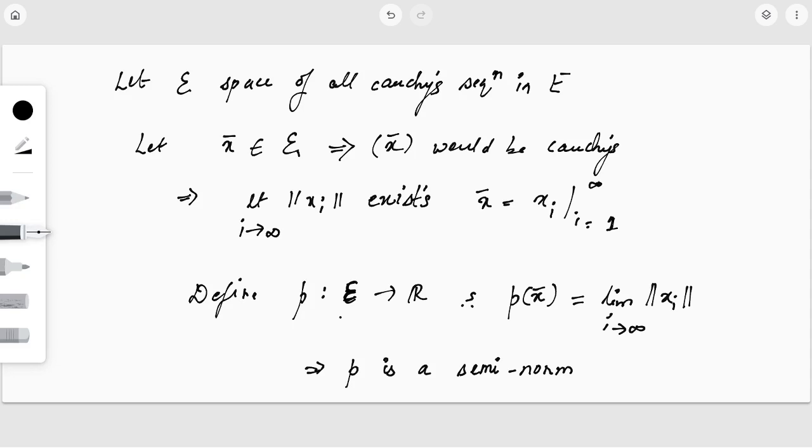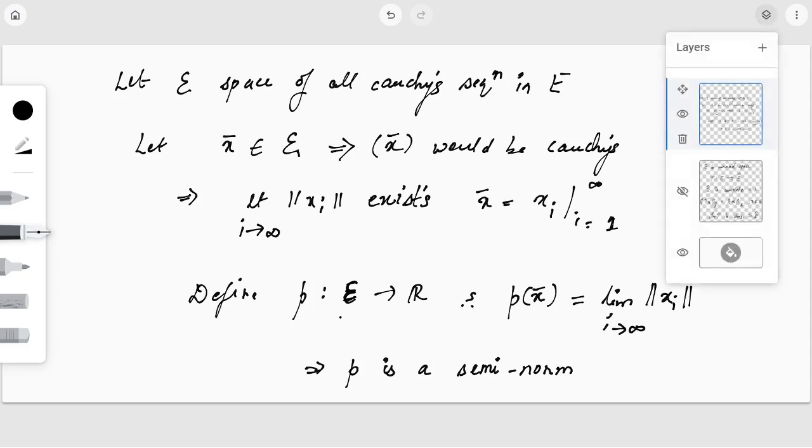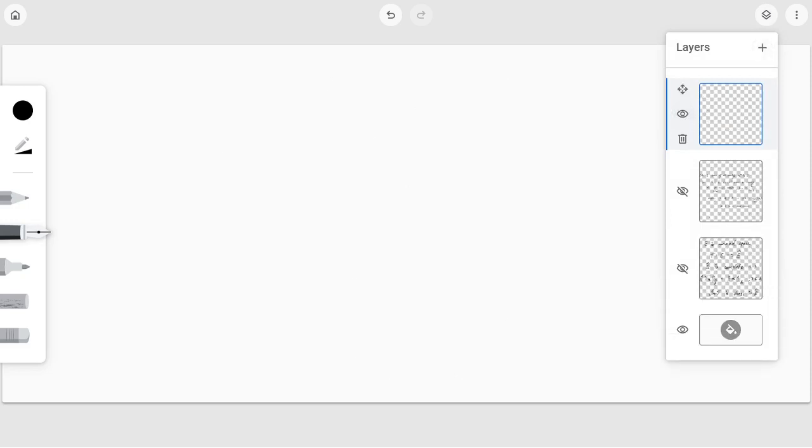So you just have to check whether this P satisfies all the properties of a semi-norm. Now what we are going to do is define a set N such that it consists of all Cauchy sequences X bar belonging to script E, such that P of X bar is 0.